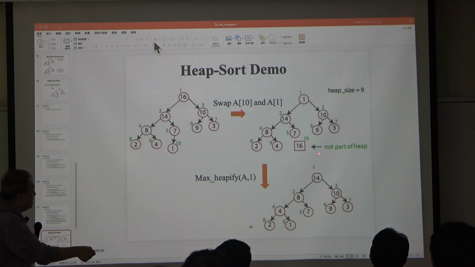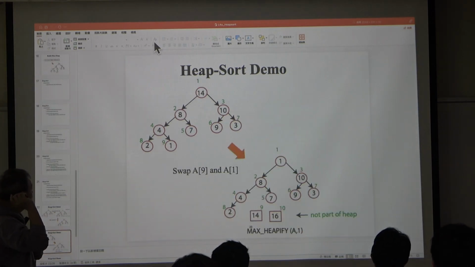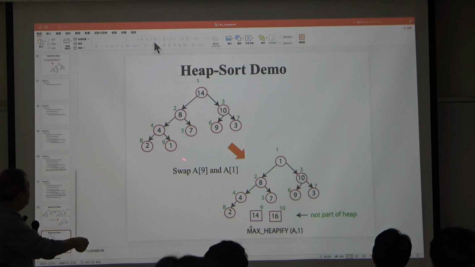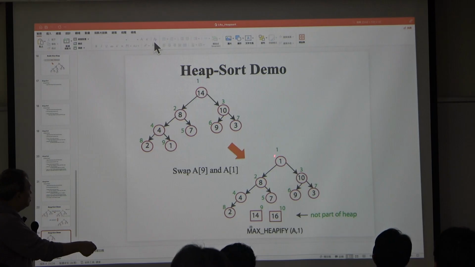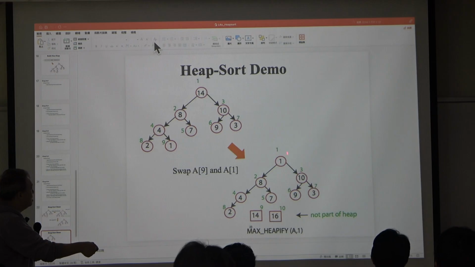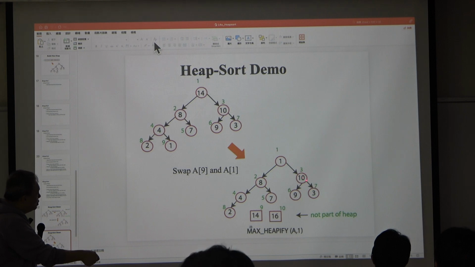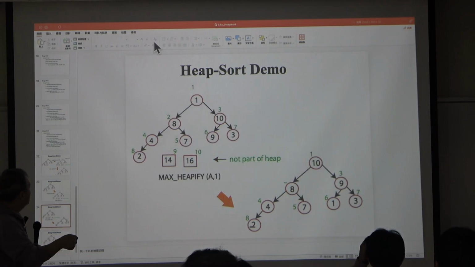And then in the second loop, again, we do a swap between 14 and the index 9. And then, okay, so 14, 16 are already sorted. And we put 1 here. So again, we do a max heapify from the index 1. So again, 1 will be swapped with 10. Again, it will be swapped with 9. Okay, so, oops, sorry. So it'll be here.